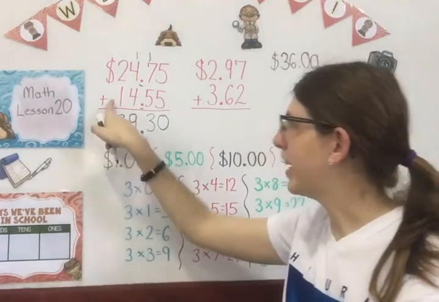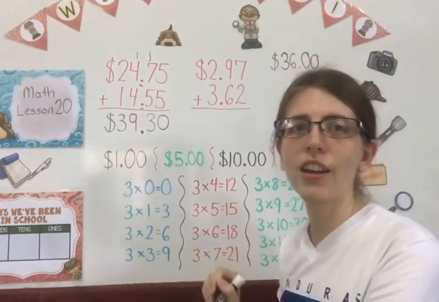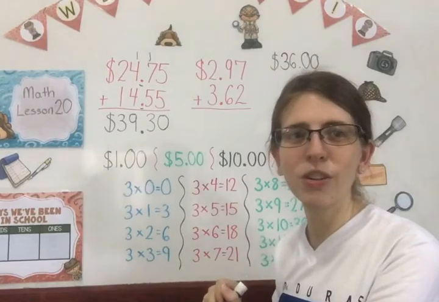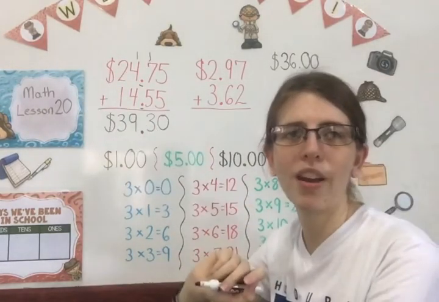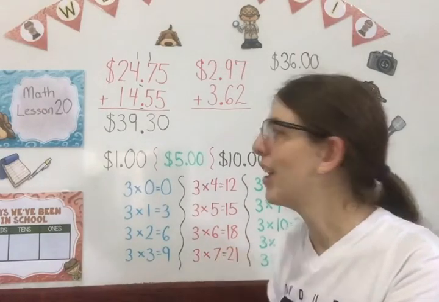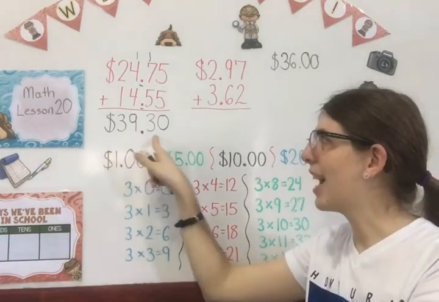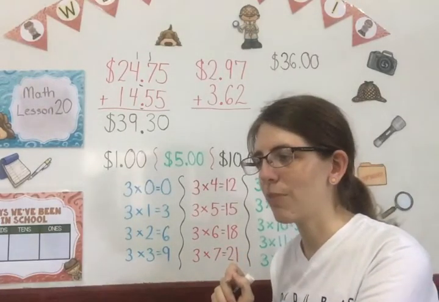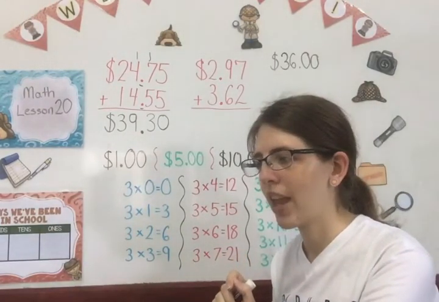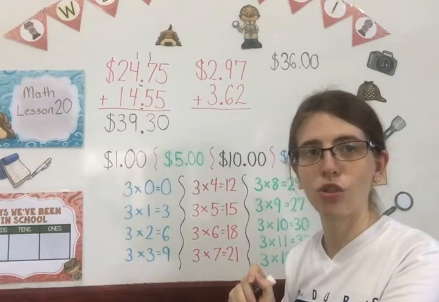Now don't worry, just because there isn't a dollar sign on this one, it's just because we don't have to repeat it when we're adding. We just put it at the one with the 1 on the top, and that's fine. So this would be my answer, $39.30.